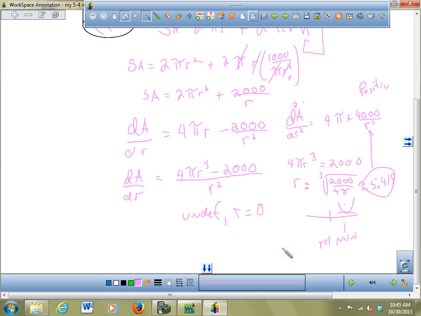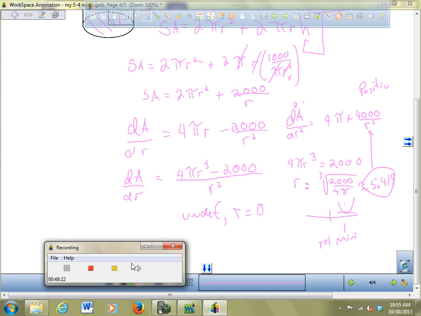I was looking at it. Maybe Terry could figure it out. Okay. But basically, are you sure that the cube root of 2,000 over 4 pi is 5.419? Yeah. I think that's what the book got. Okay. What did I do wrong here? 5.419. I'll look. Okay, so I'm going to pause, and your homework is.